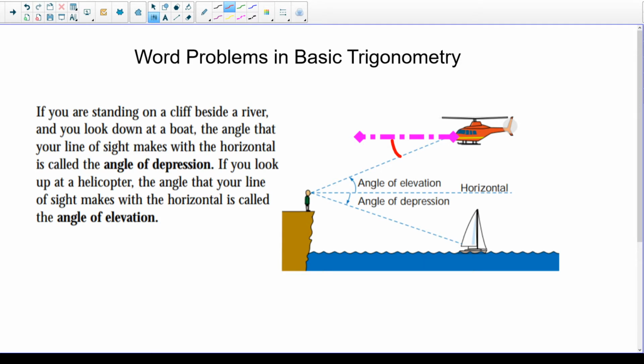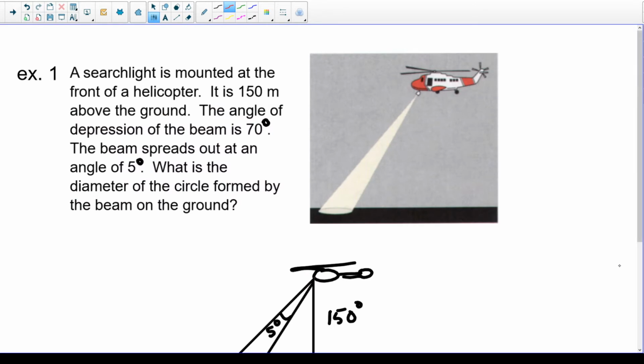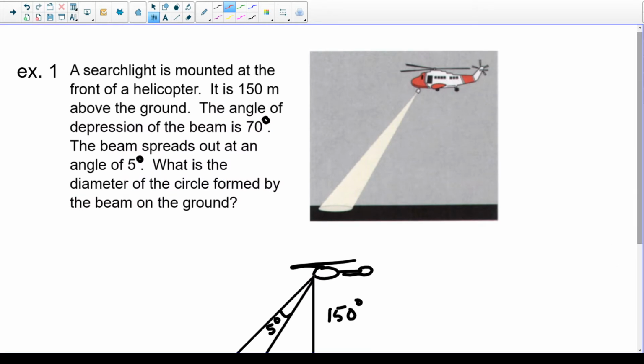So let's look at an example of this. I actually went back to your grade 10 textbook for this first example. A searchlight is mounted at the front of a helicopter. It is 150 meters above the ground. The angle of depression of the beam is 70 degrees. The beam spreads out at an angle of 5 degrees. What is the diameter of the circle formed by the beam on the ground?